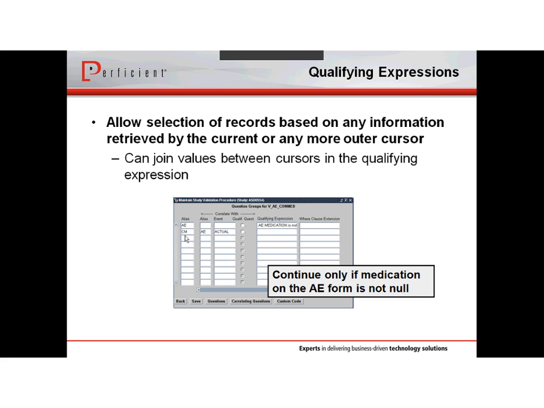Qualifying expressions are a little different. The qualifying expressions, again, are on the procedure question group screen, in the qualifying expression field. And here we say we want to only fetch those records if the medication on the AE form is not null. Basically, there is an AE, and there is a medication that provides the AE. In general, qualifying expressions allow you to join values between the cursors and the qualifying expressions based on anything that is retrieved at that level or above, at a more outer level.